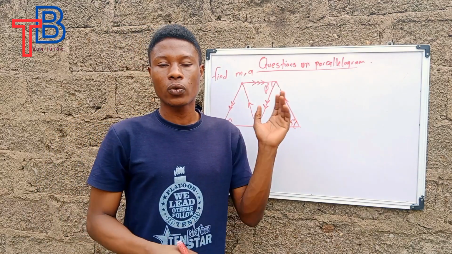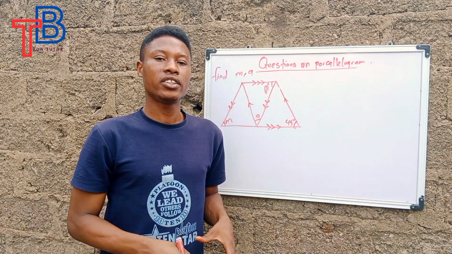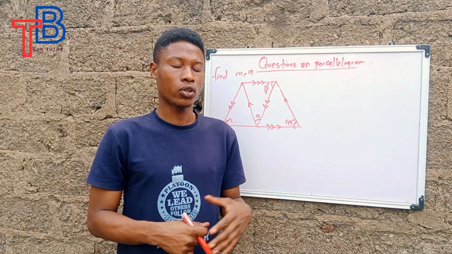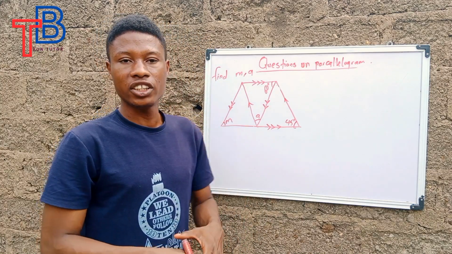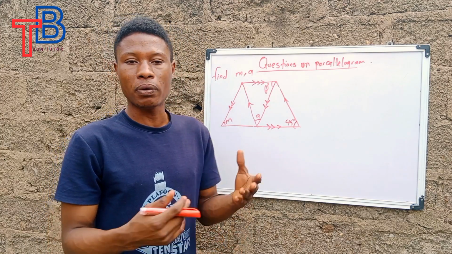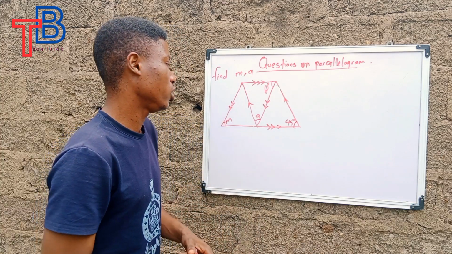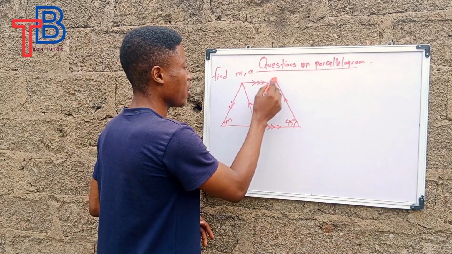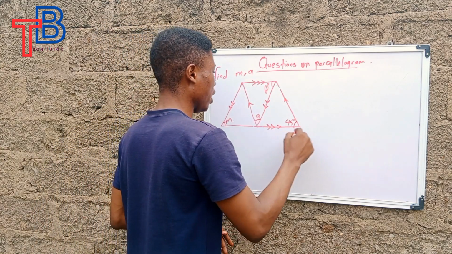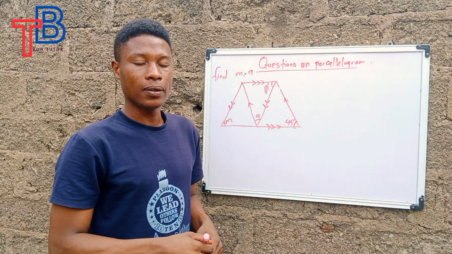Now, this is the second question I have for us today. And in this question, we can see two parallelograms intertwined into each other, whereby we have one parallelogram here and we have another parallelogram here.